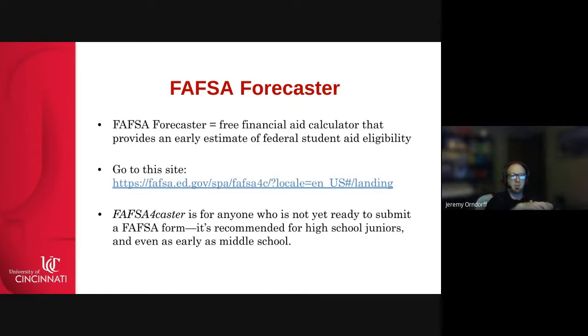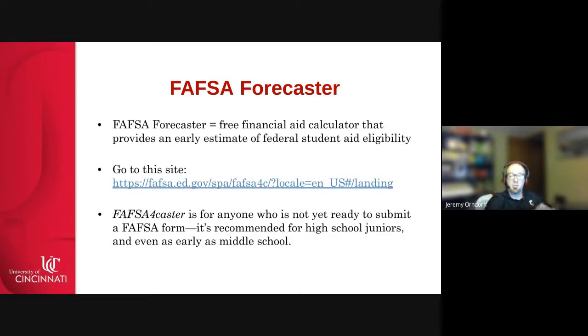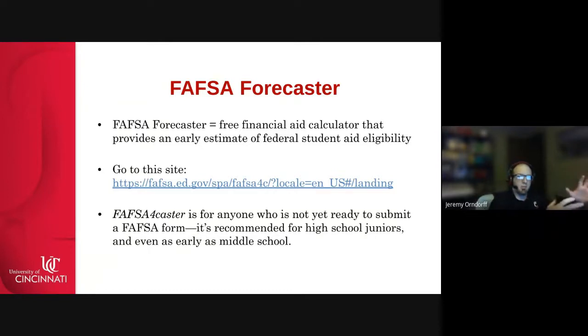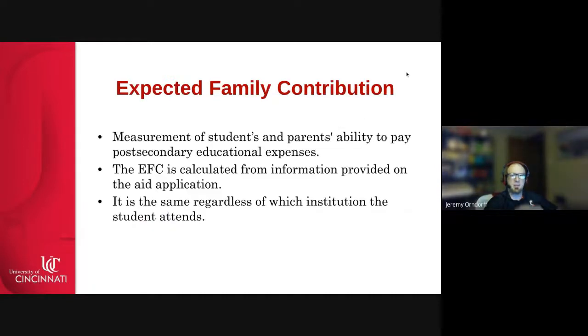But FAFSA Forecaster is basically a faux FAFSA application for someone who doesn't actually want to do or can't do a FAFSA yet. So it'll ask almost all the same information. It's then going to spit out that expected family contribution number and a Pell Grant estimation for you. So it's kind of a nice way to just get an idea of what to expect. So, again, feel free to utilize that. I mean, anyone could do it. It doesn't have to be a junior or someone even in high school, but obviously those are probably the people who are going to be most interested in that. We can go ahead and hit the next screen.